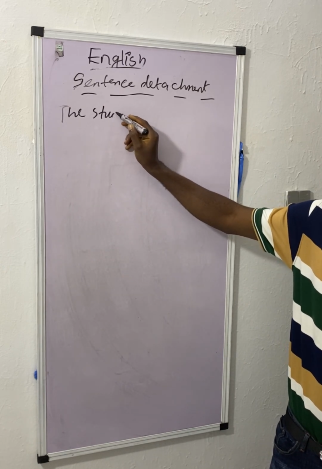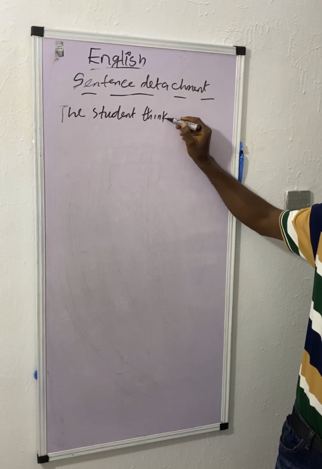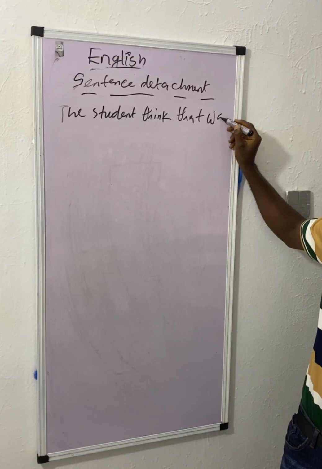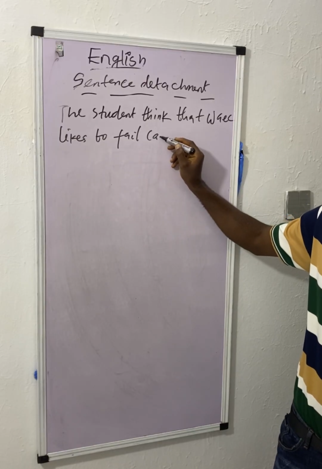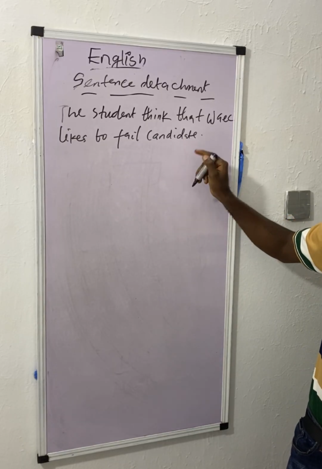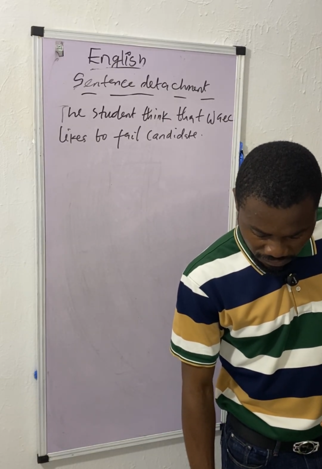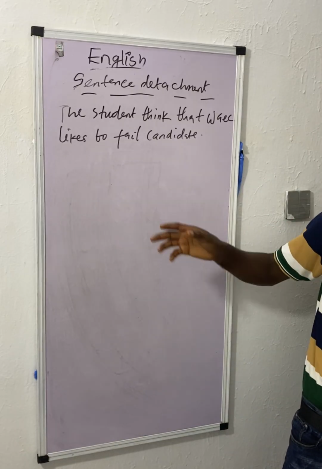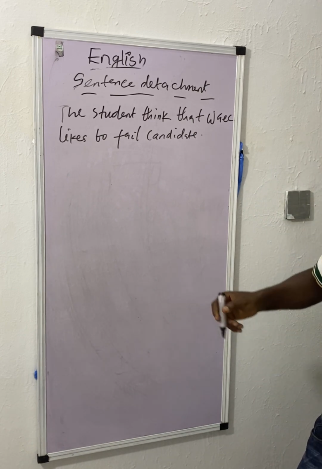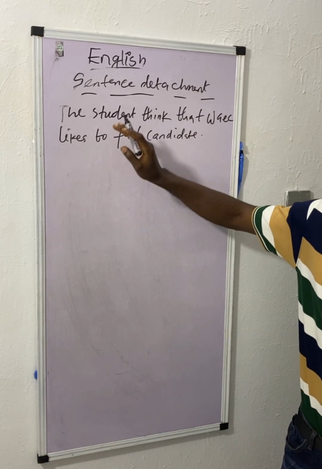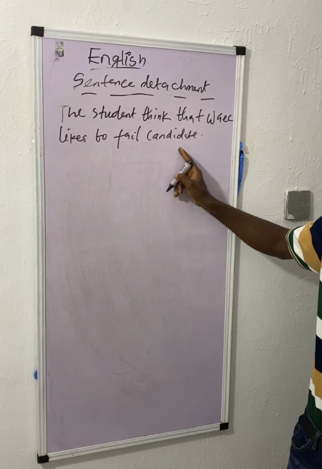The students think that WAEC likes to fill candidates. So this is the sentence. The first rule states that you write out every meaningful detail you can make out of this sentence. That's the first step. We write out every meaningful statement you can make out of the sentence. The students think that WAEC likes to fill candidates.